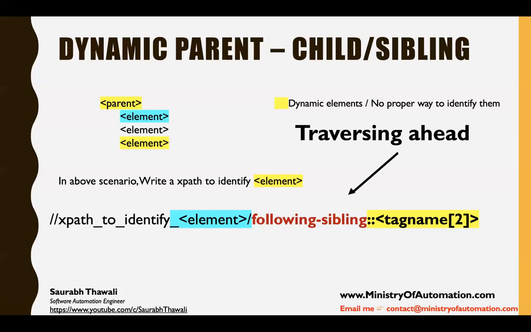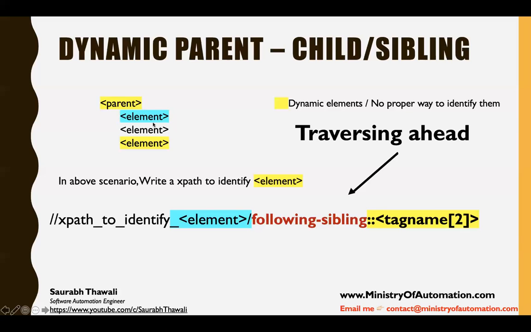Once you identify this element, then what you should do is write a forward slash and then this keyword, the one we highlighted in red, following-sibling, and then a double colon. Okay, this is the syntax. Then you give the tag name of the particular element you are trying to identify, and give the index of it.